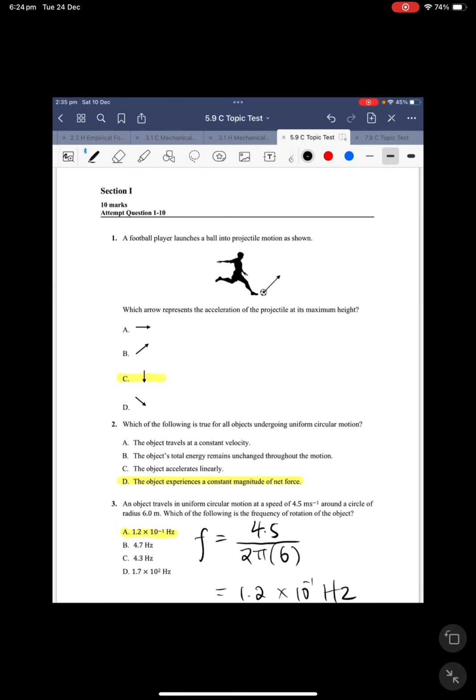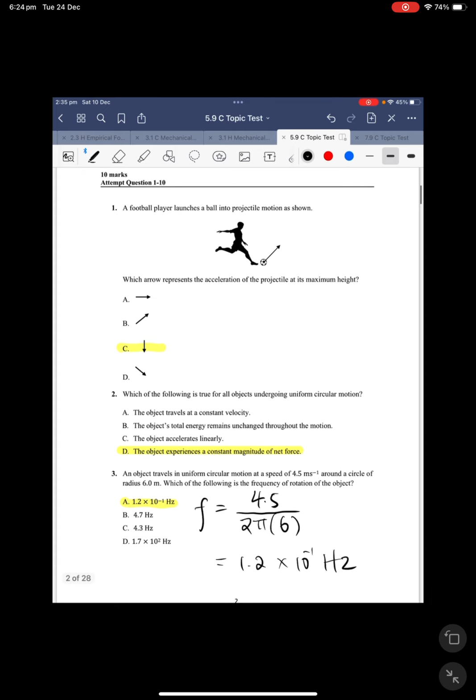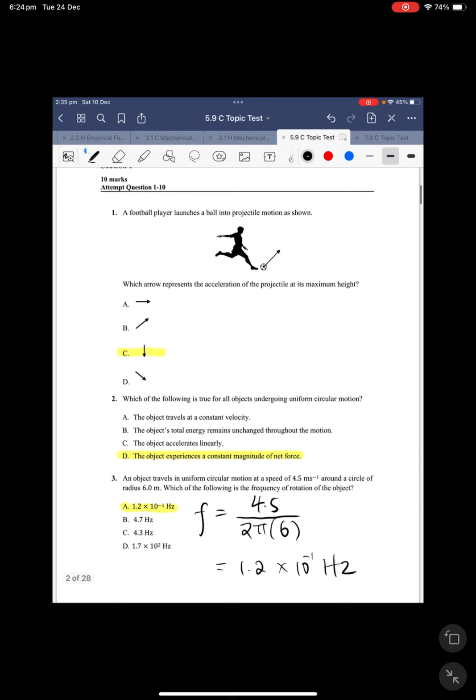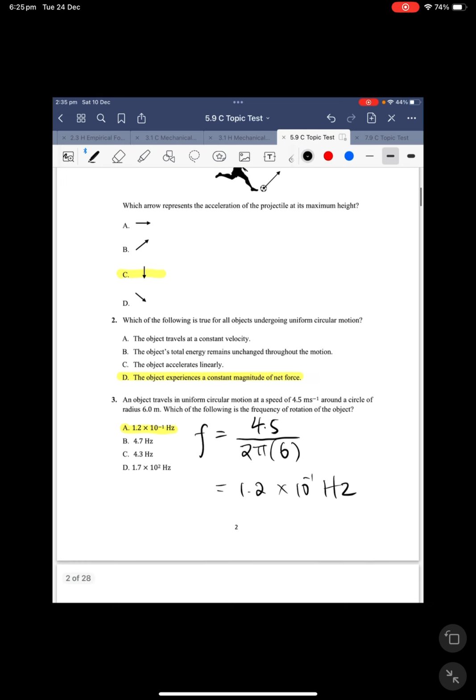For question 1, we have a projectile motion, and which arrow represents the acceleration of the projectile at its maximum height? Well, we know in projectile motion, the acceleration is always constant. That's just gravity acting straight down, and so the answer is C.